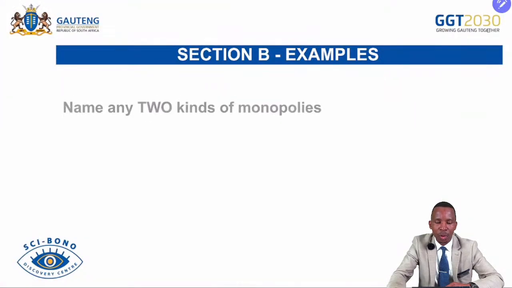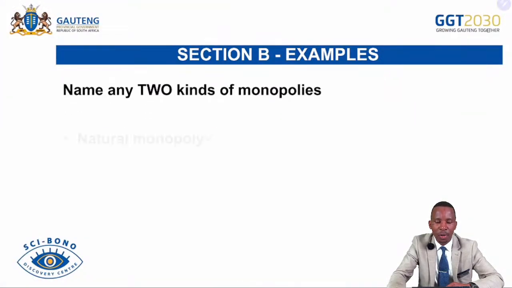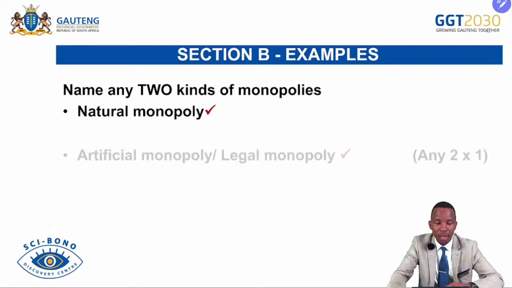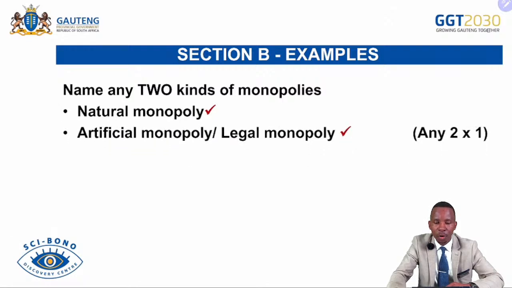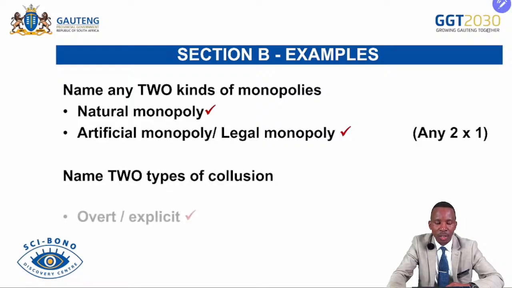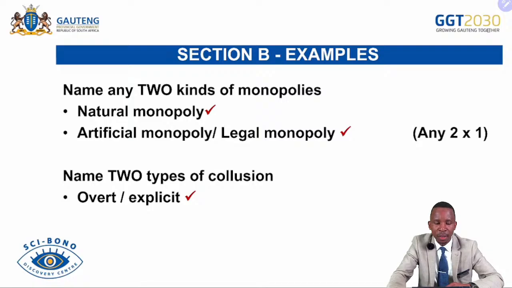We continue. Name any two kinds of monopolies. We talk about natural monopoly, artificial monopoly, or legal monopoly. And then name two types of collusion. That's when we talk about overt or explicit collusion, and then the tacit or implicit collusion, or the hidden collusion.